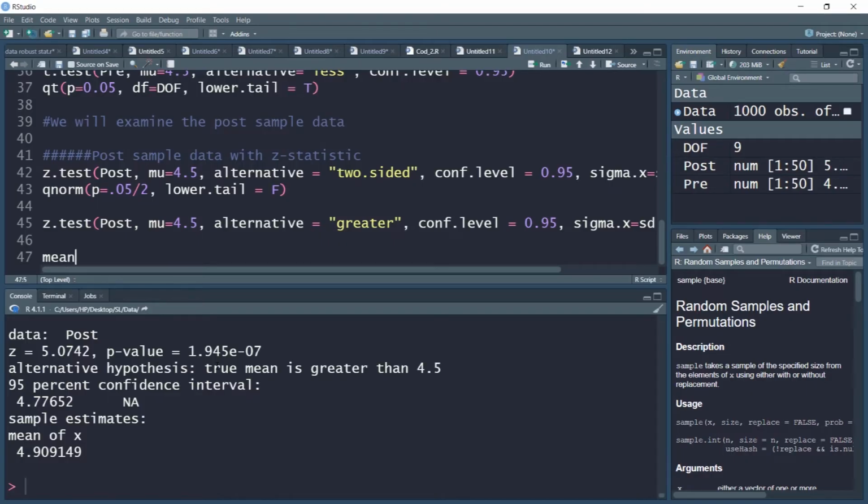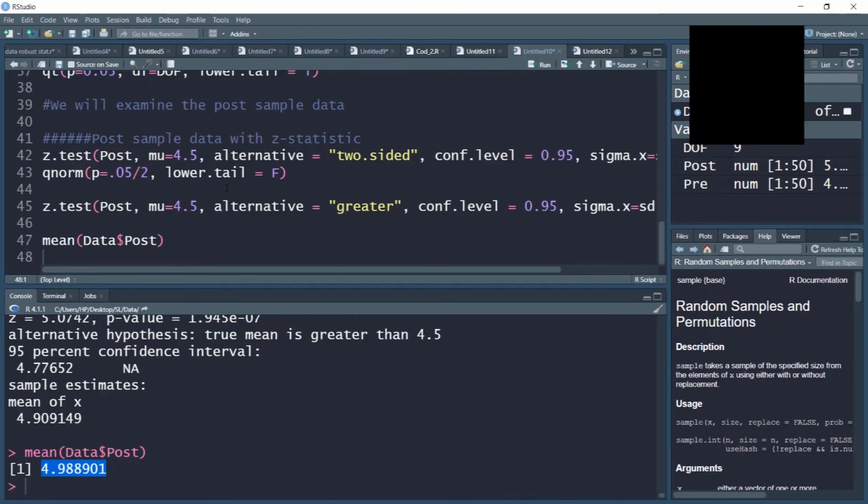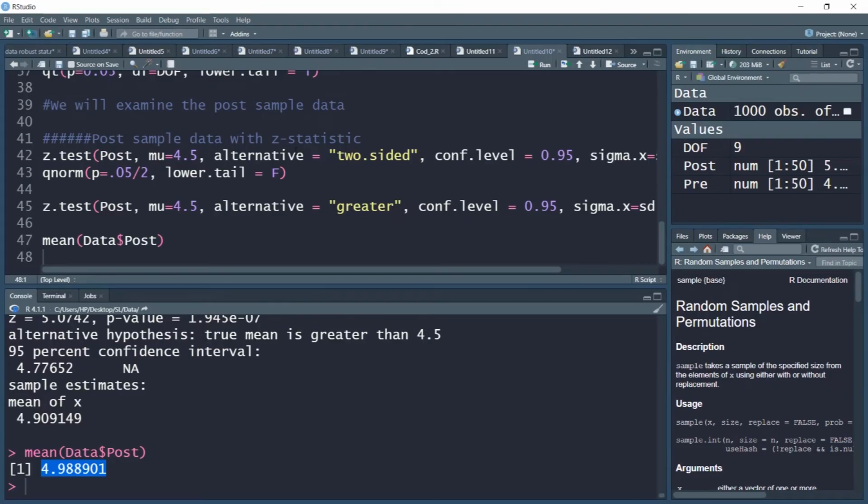Let's look at the mean of population. So that is data dollar post, and it appears that indeed the mean of population, in this case the population would be the original 1000 observations, is much larger than the 4.5 value. This is also an early indication that indeed there is some impact of training and development on the population, what we have inferred from the sample statistic. So with this, we have understood the hypothesis testing on post data using z-test statistic, and now we'll conduct the t-test statistic hypothesis testing on our data.